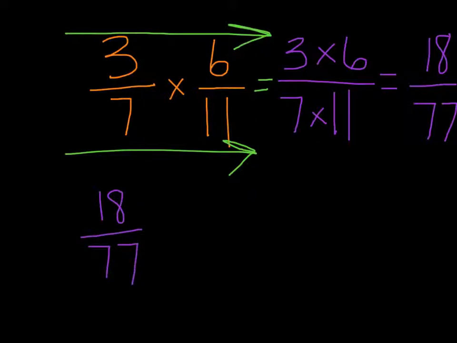Now I'm looking at this here. It might be divisible by 9. I know it's not divisible by 3 because 7 plus 7 is 14, and 14 is not divisible by 3. So I'm actually just going to leave this one like this.